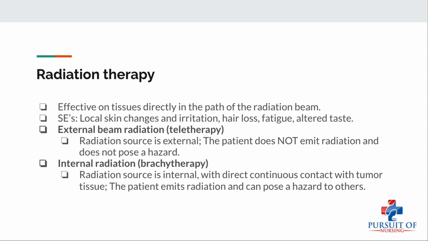There are 2 different types of radiation. There is external beam radiation or teletherapy, where the radiation source is external. This patient does not emit radiation and does not pose a hazard. Whereas internal radiation or brachytherapy is when the radiation source is internal. It has direct continuous contact with the tumor tissue, and this patient does emit radiation and can pose a hazard to others. So in brachytherapy, you can have an unsealed source of radiation and then a sealed source of radiation.